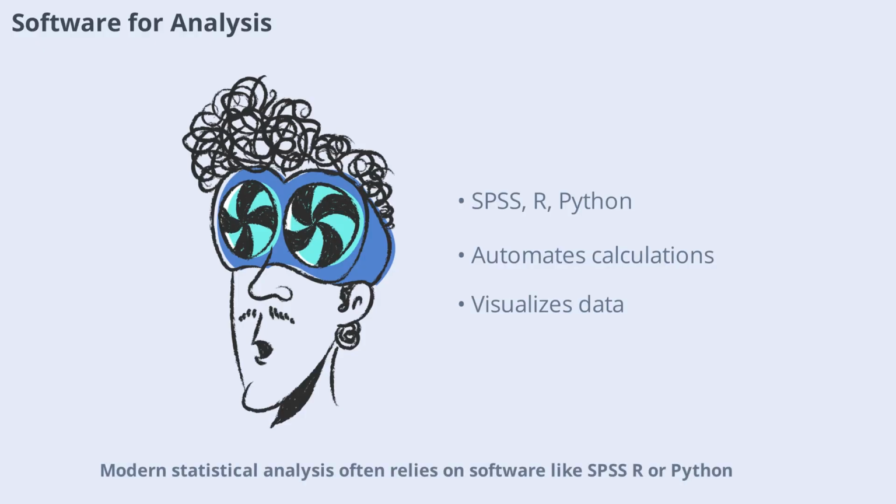Modern statistical analysis often relies on software like SPSS, R, or Python. These tools make it easier to perform complex calculations, visualize data, and run tests. However, understanding the underlying concepts remains essential for interpreting results correctly and avoiding mistakes.